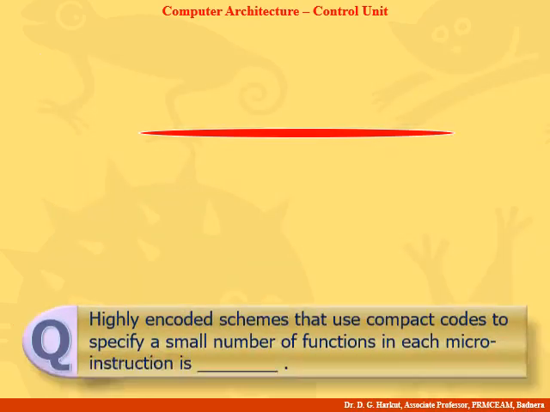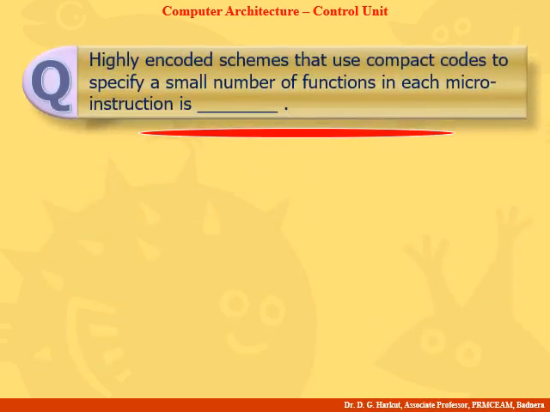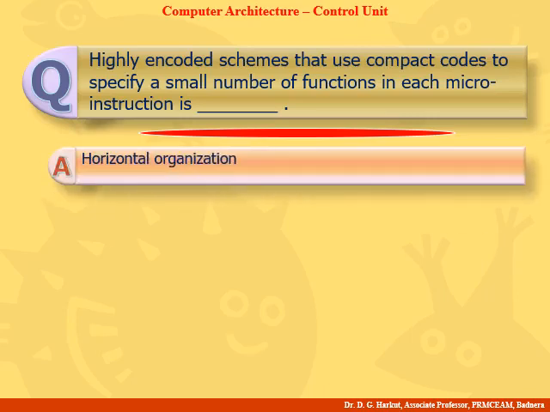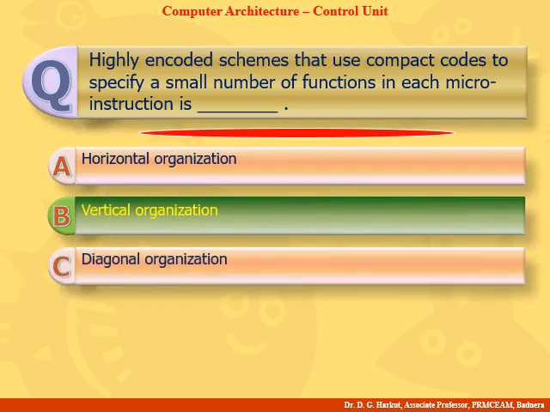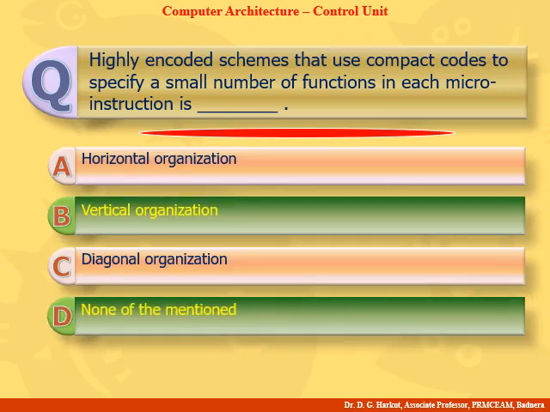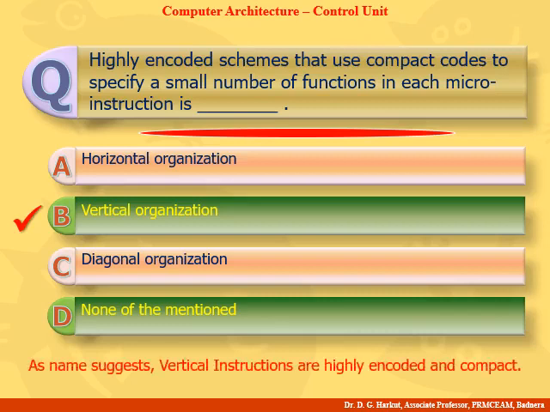Next, highly encoded scheme that uses compact codes to specify a small number of functions in each microinstruction is. Options are horizontal organization, option B vertical organization, option C diagonal organization, option D none of the mentioned. Here the right answer is vertical organization. As the name suggests, vertical instructions are highly encoded and compact in nature.